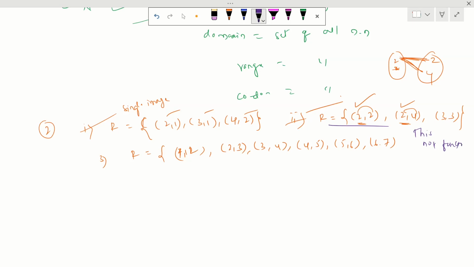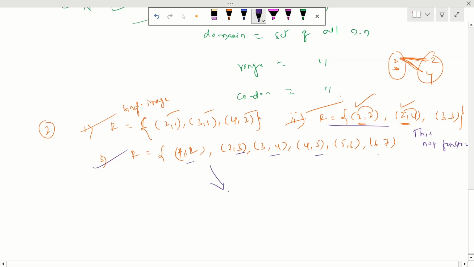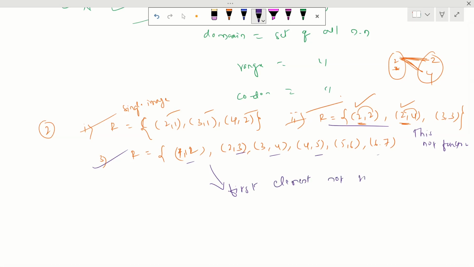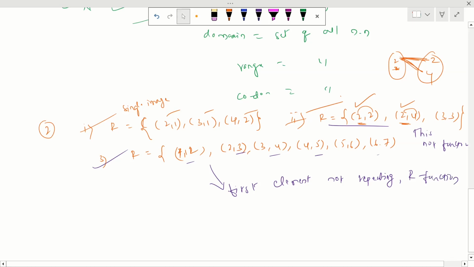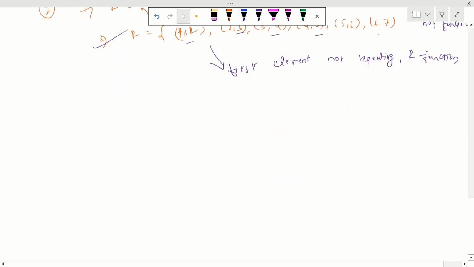What about the third set? 1 2, 2 3, 3 4, 5 6. Here all values are unique; the first elements are not repeating. So we can say this relation is a function. Understood? Now we will see another example.